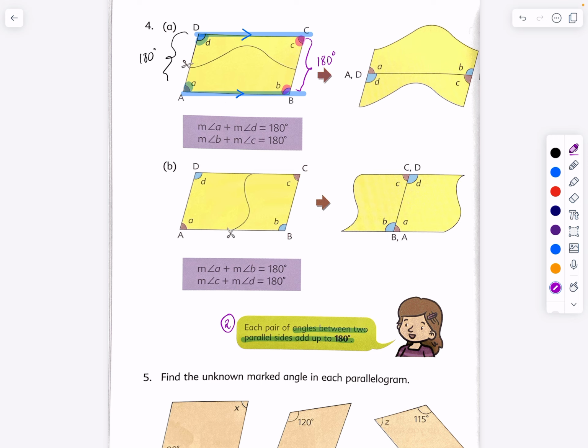Another variation: we can split the parallelogram vertically, just so. Again, we do have two parallel sides. I'm going to label them with another colored pencil, light yellow. So AD is parallel to BC. And therefore we have neighboring angles, A and D and C and B. So angles A and B, and C and D, both add up to 180 degrees.